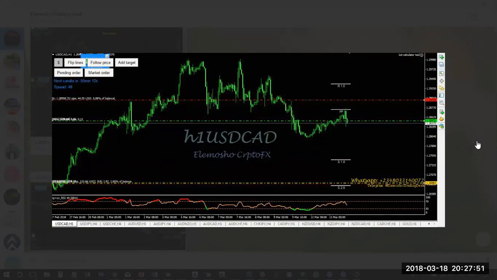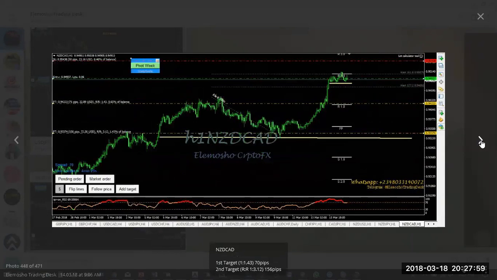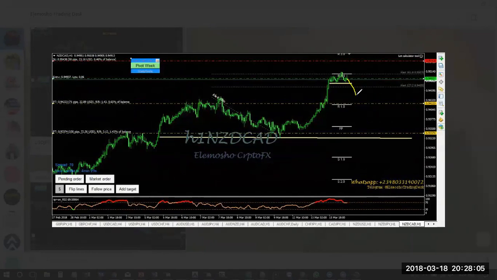Then, okay, this is the GBP JPY, the setup that I gave you guys. I used a harmonic pattern to confirm the sell. Then this is the New Zealand dollar, and just like I told you, price has given us roughly around 50 pips, and you are still supposed to hold your position longer. So if you are still in the position, still hold for more bearish trend.